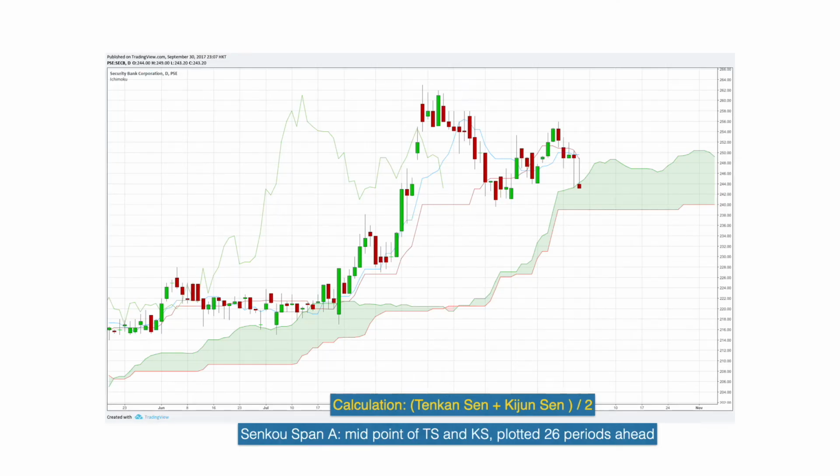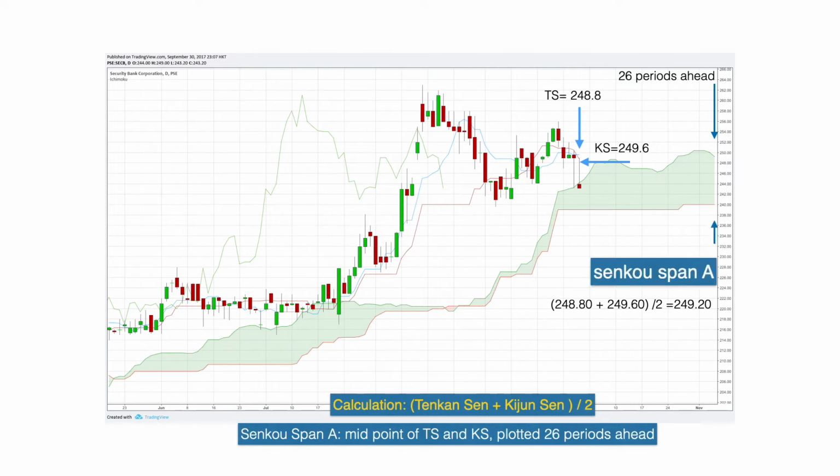The Tenkan Sen for this chart is 248.8. The Kijun Sen is 249.6. We add the Tenkan Sen and the Kijun Sen line, and then we divide the sum by 2 to get the Senkou span A. The Senkou span A is at 249.20. The value is plotted 26 periods ahead. Since it represents the average of the Tenkan Sen and the Kijun Sen, the Senkou span A is itself a measure of equilibrium.